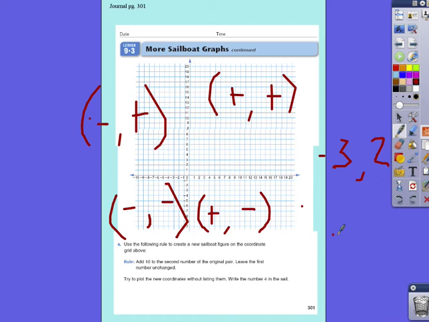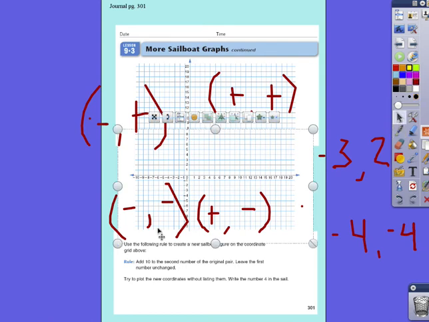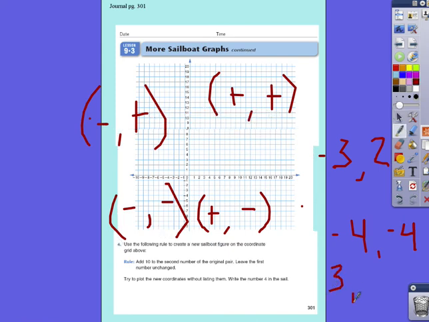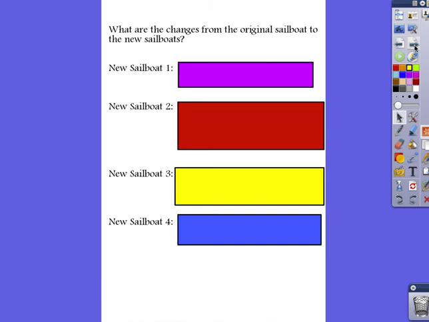If I were to give the number -4, -4, I should know automatically that it is going to be in this quadrant down here. Both of them are negative. If I give an example of 3, -2, I automatically will know that it will be in this quadrant because I have a positive number followed by a negative number. That should help you today as you're plotting those new points.